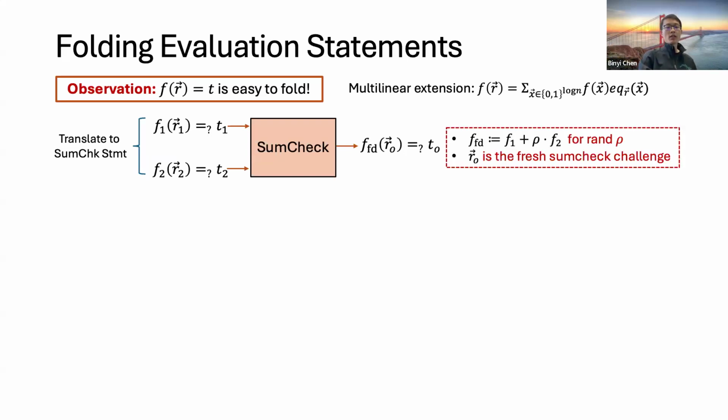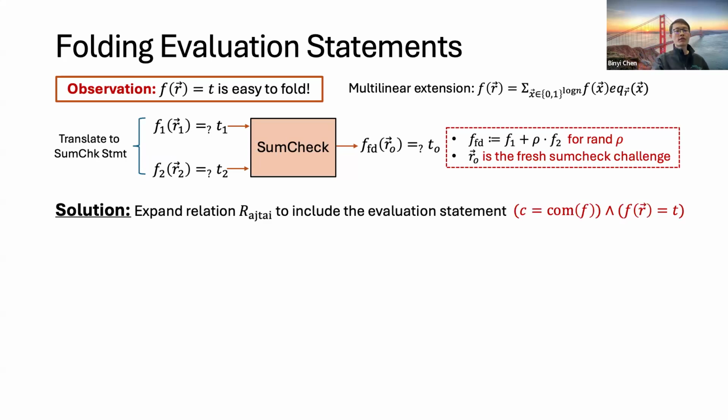And finally, it is now reduced to a single final evaluation check for some combined committed polynomial, f_combined. This combined committed polynomial is just a random combination of the previous committed polynomials f1, f2 using some random scalar rho. And this new random point is just the fresh sumcheck challenge vector you had.